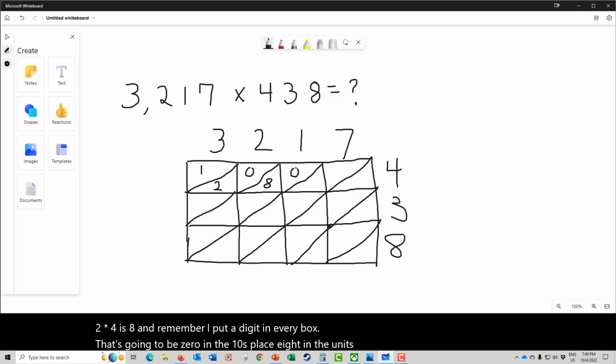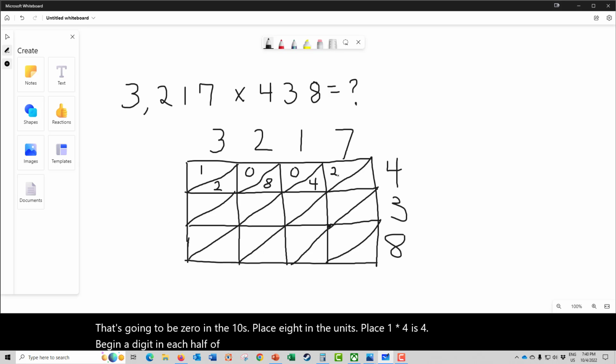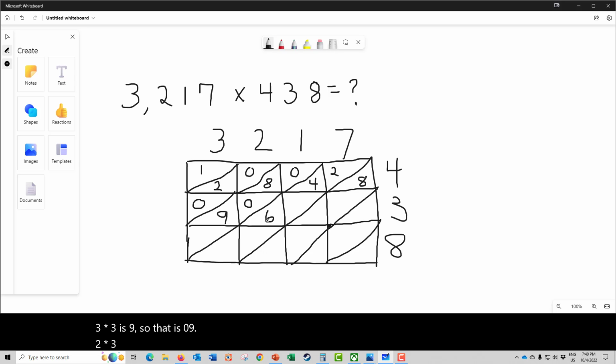1 times 4 is 4. Again, a digit in each half of the box. 7 times 4 is 28. 3 times 3 is 9, so that is 0, 9. 2 times 3 is 6, that is 0, 6, 0 tens and 6 units. 1 times 3 is 3, we write that as 0, 3 here. 7 times 3 is 21. 7 times 8 is 56. 1 times 8 is 0, 8. 2 times 8 is 16. 3 times 8 is 24.